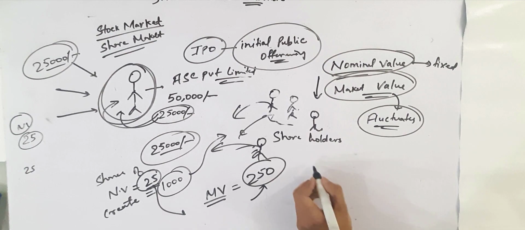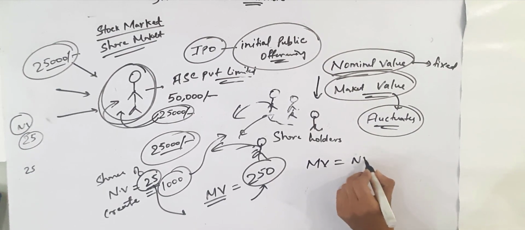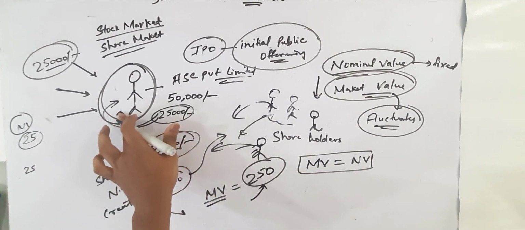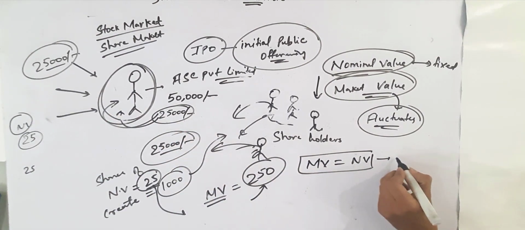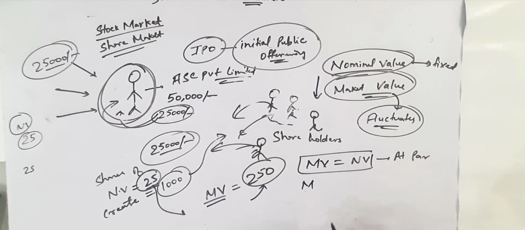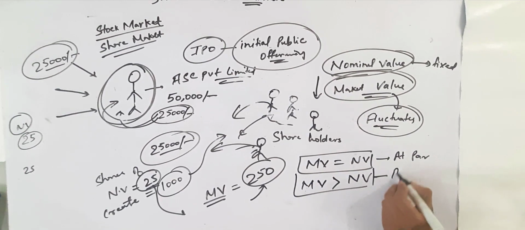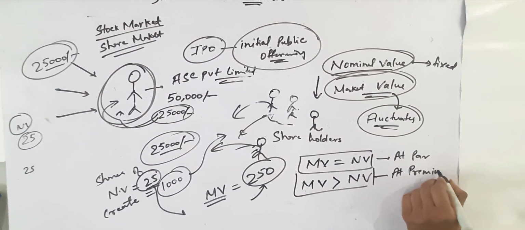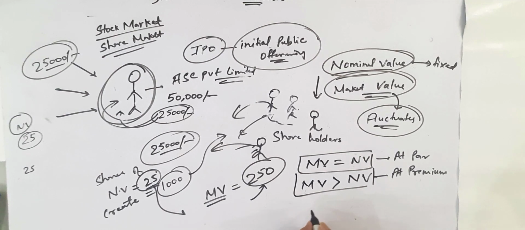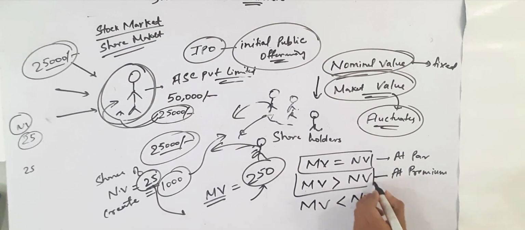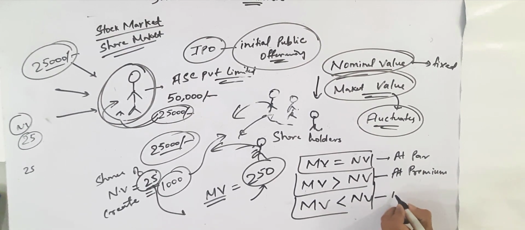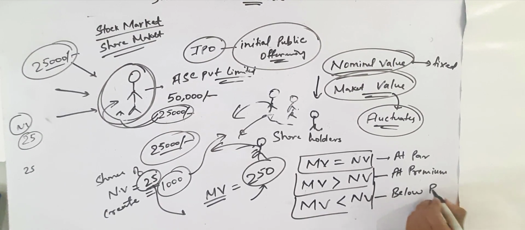Initially the market value was the same as the nominal value, so it is called the share is at par. But in case the company incurs some profit, then the market value is greater than the nominal value, so it is at premium. Sometimes if the company experiences loss, then the market value falls down, and if it is below the nominal value, we call it below par, or we can say the share is at discount.